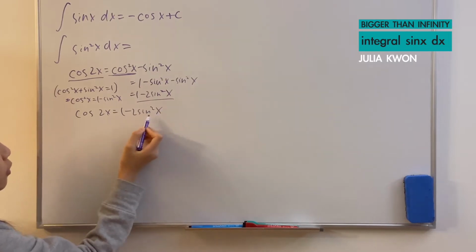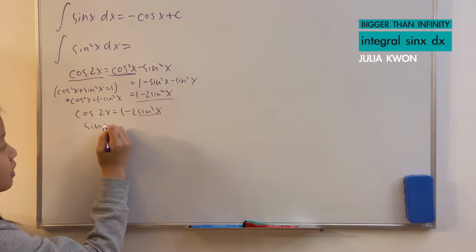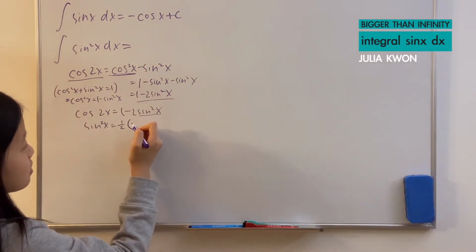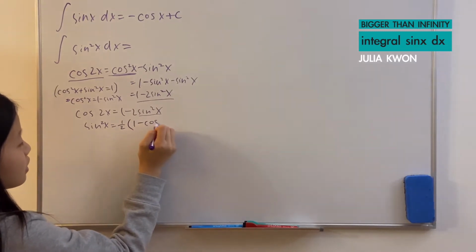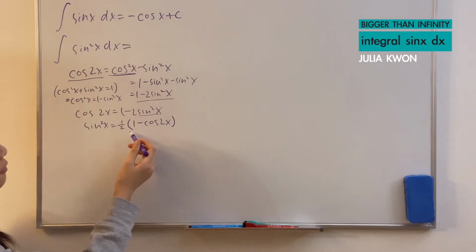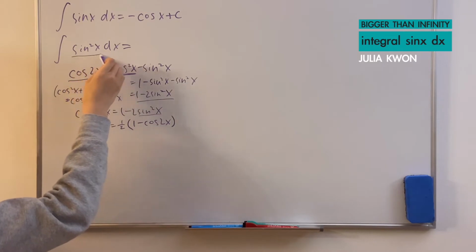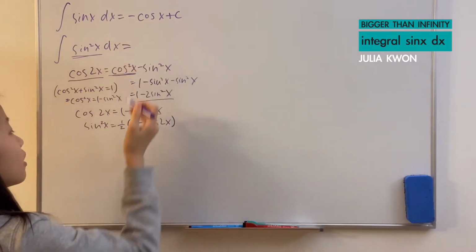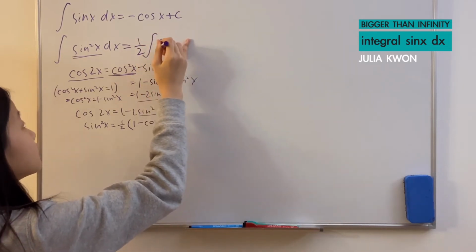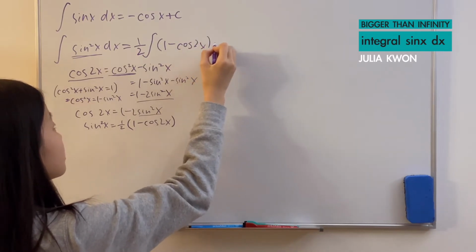If we solve for sine squared x here, then we would have sine squared x is equal to 1/2 times 1 minus cosine 2x. We're going to replace 1/2 times 1 minus cosine 2x into sine squared x here. 1/2 can go in front of the integral sign since it's a constant, and the rest is just 1 minus cosine 2x.